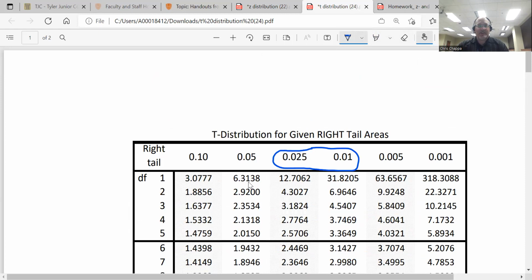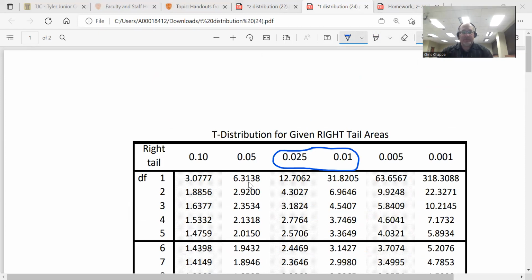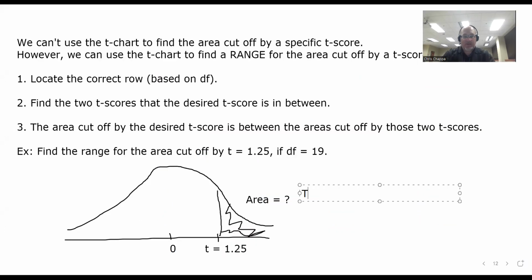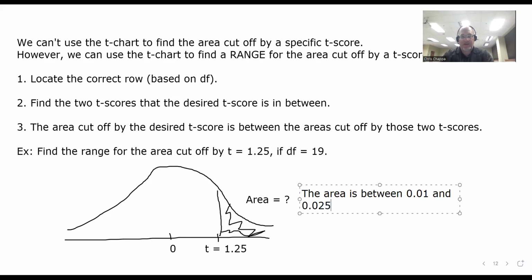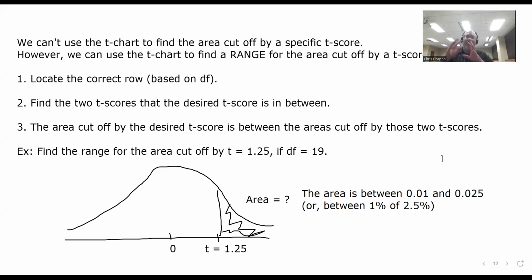So we would say something like this. The area is between 0.01 and 0.025. Or if you wanted to do it in terms of percents, between 1% and 2.5%. So that's the best that we can do with the T-chart if we have a T and we want to find an area.